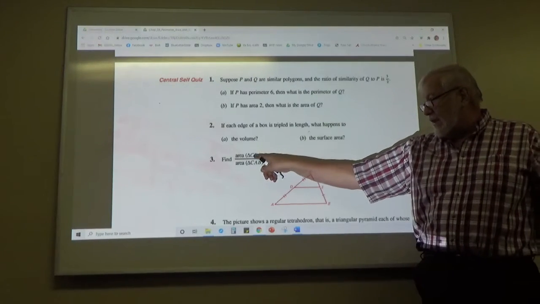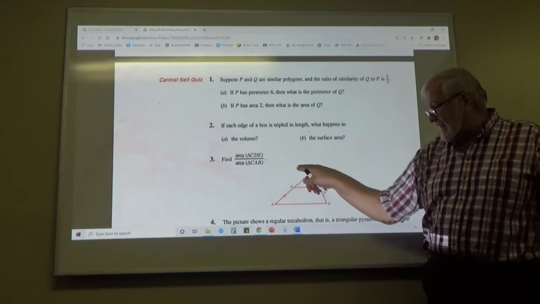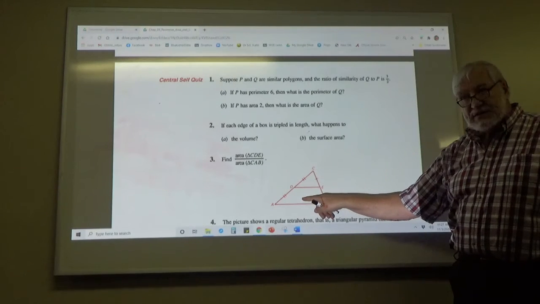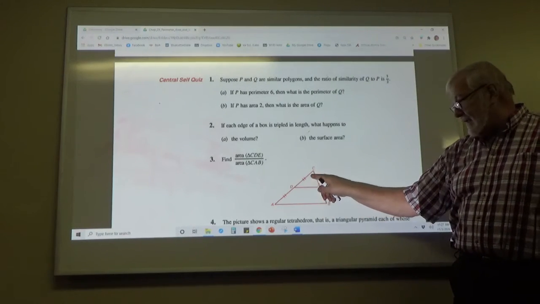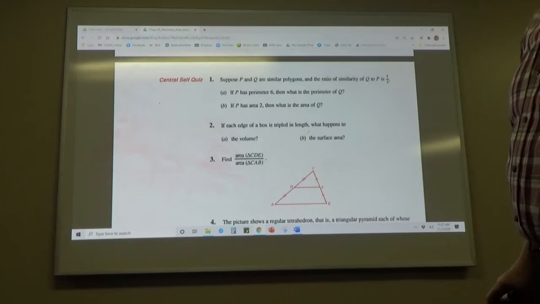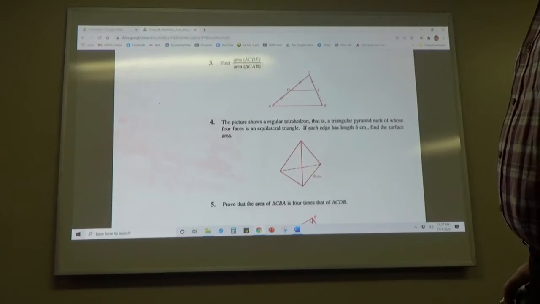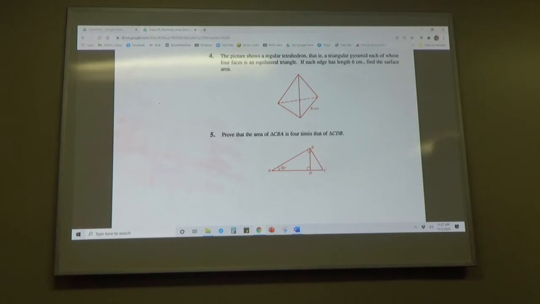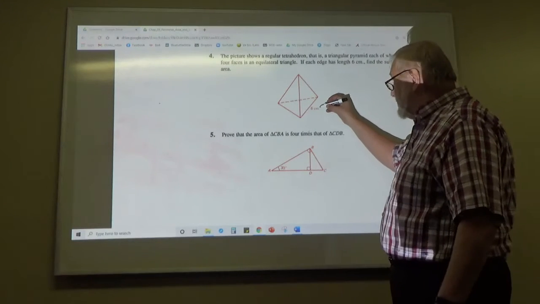Okay, so because this says CDE, that's the small triangle. And CAB is the big triangle. So if the big one is twice the size of the small one, then the small one is 1/2 of the big one. Now, this particular chapter was a lot simpler, I think. All right, the picture shows a regular tetrahedron. That is, it's a triangle pyramid, each of whose 4 faces are equilateral triangles. If each edge is a length of 6 centimeters, find the surface area.